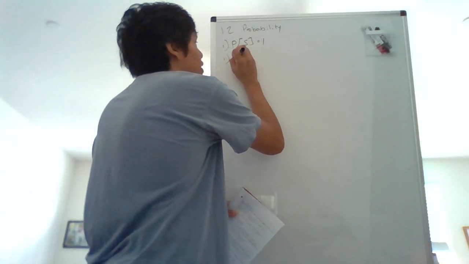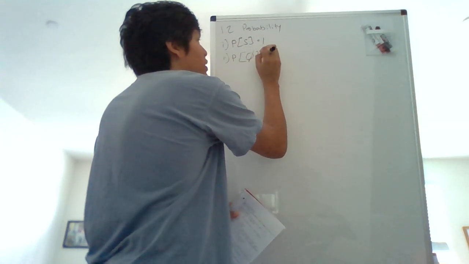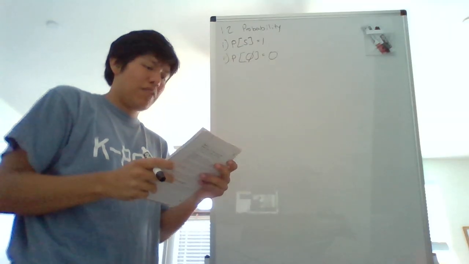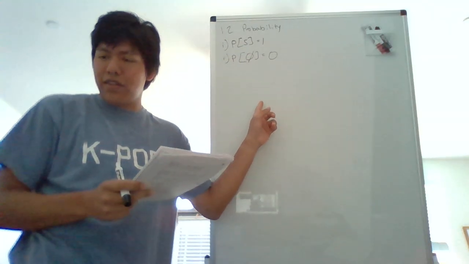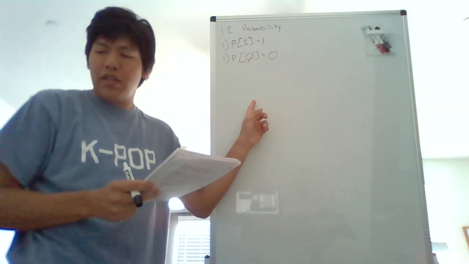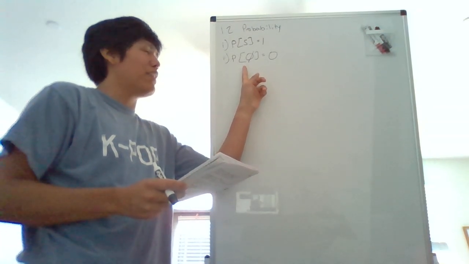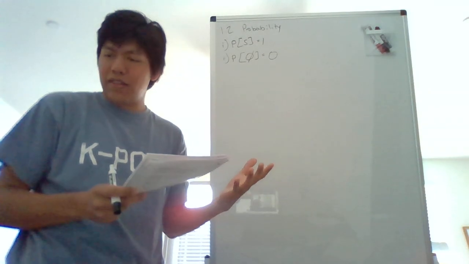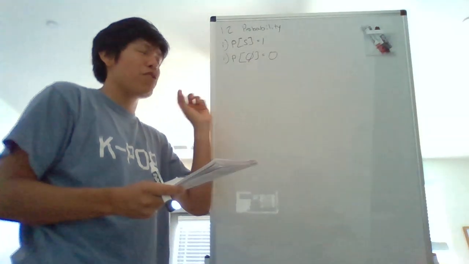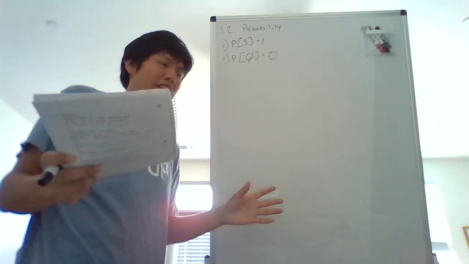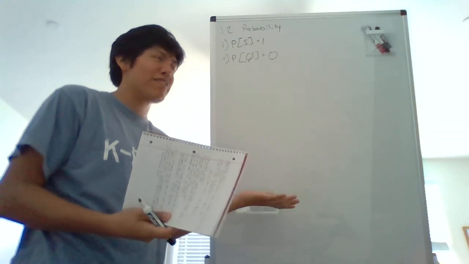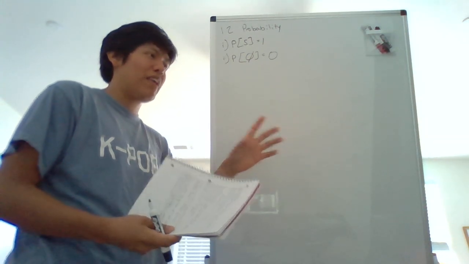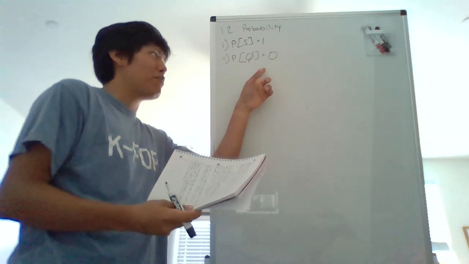The second rule is that the probability of the null set is 0. A specific example would be the probability of you throwing a 6-sided die and then not having any face show up. Well, that obviously can't happen. You're going to land on a face, so the probability of you throwing a die and not having anything show up would be 0.